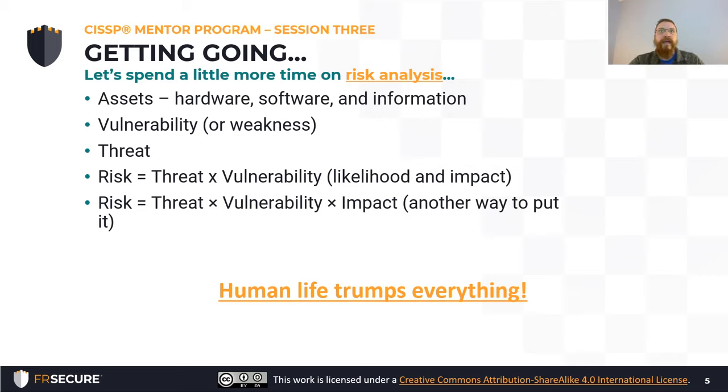And when you're taking this exam, if you see an answer that says human life or protecting life, that's your answer. That's a freebie question right there. So anytime you get through this and you see protect human life as one of the answers, that's going to be the priority there.